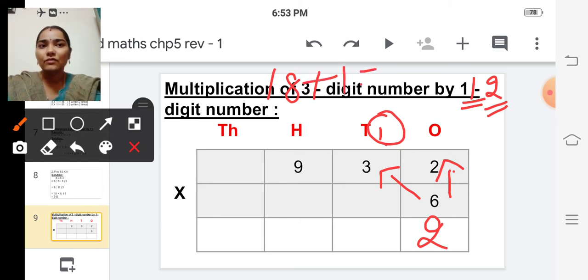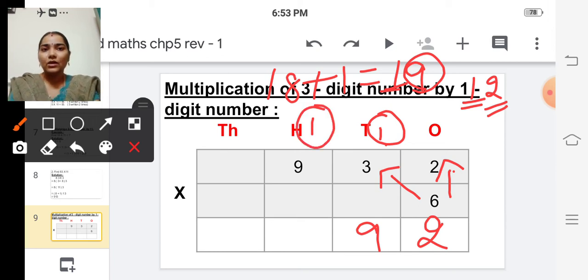18 plus 1 which is equal to 19. So we have to write this 9 in the answer and we have to carry over this 1 to the next place, that is in the hundreds place. Okay. And now multiply this 6 and 9.